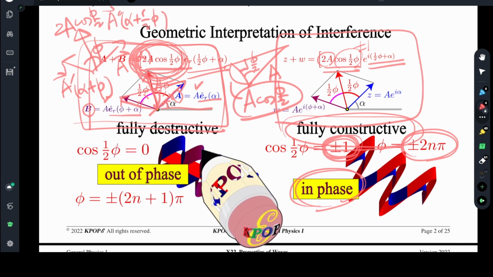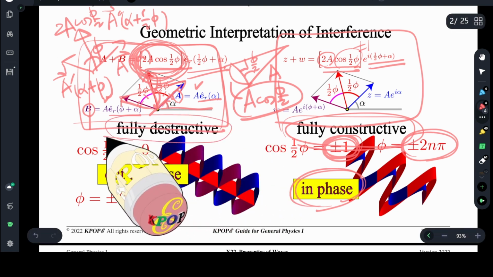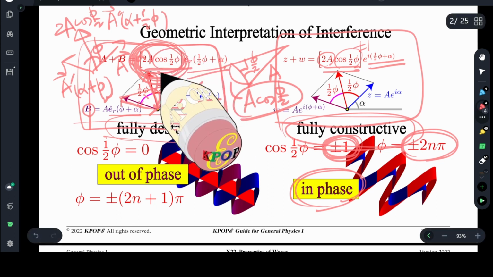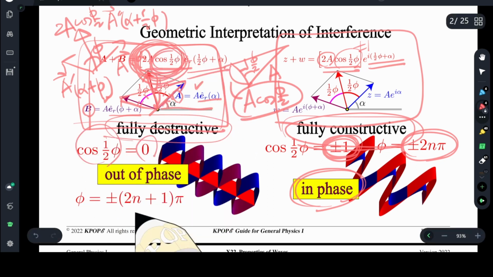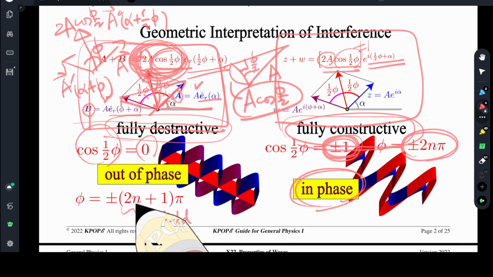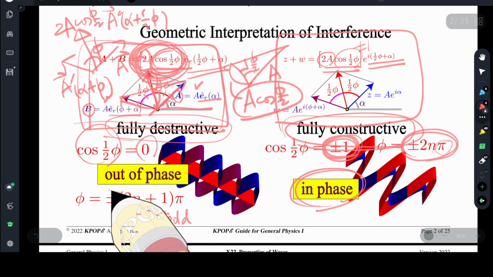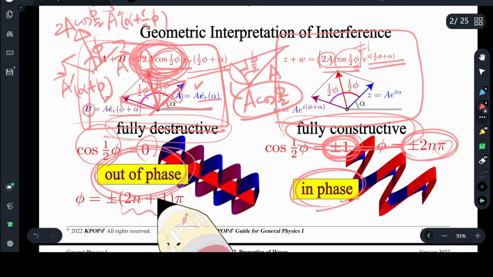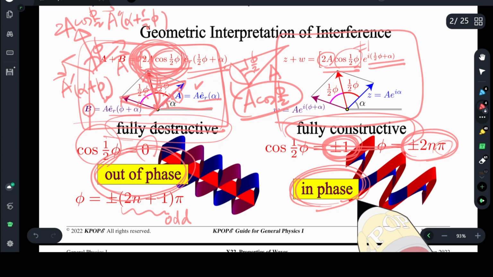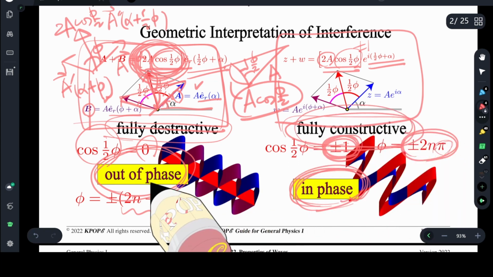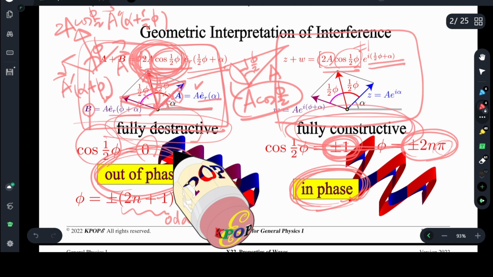And the other one is fully destructive interference, when this one vanishes, when it is an odd number multiplied by pi. This is an even number multiplied by pi. So we call it completely out of phase, and it is in phase. In phase, fully constructive; out of phase, fully destructive.